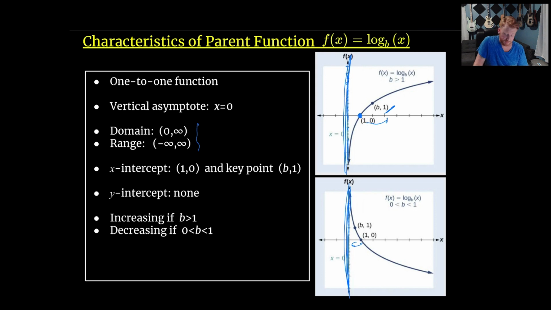The y-intercept, there is none. Because there is a vertical asymptote at x equals 0, that means there is no y-intercept, unless we start shifting this thing around. If we start shifting it around, then it might have a y-intercept, but the parent function does not. If the base is bigger than 1, we've got this increasing function over here. And the base always needs to be positive, but if it's some fractional value between 0 and 1, then we get this decreasing behavior over here. So just some general facts and characteristics about the parent function, log base b of x.